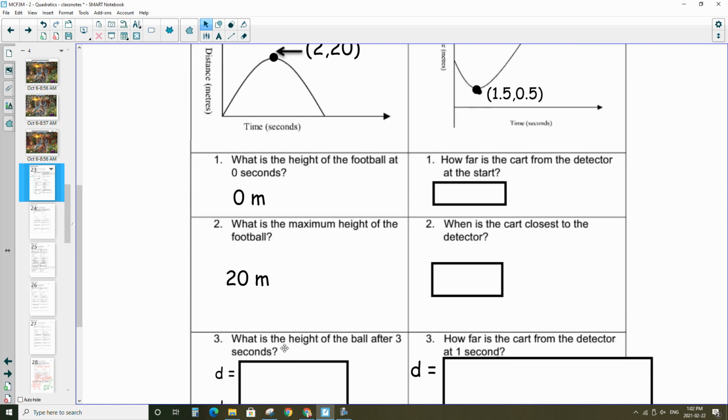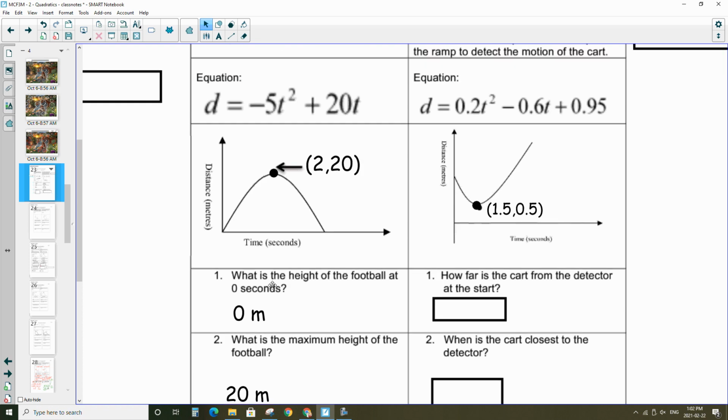What is the height of the ball after 3 seconds? Okay, so for that, we're going to use this equation here. So the equation has distance and then t for time. So we want to know after 2 seconds, it's at 20 meters. Where is it after 3 seconds, right? What is that height going to be? So we're going to replace our t with the number 3 and solve for d.